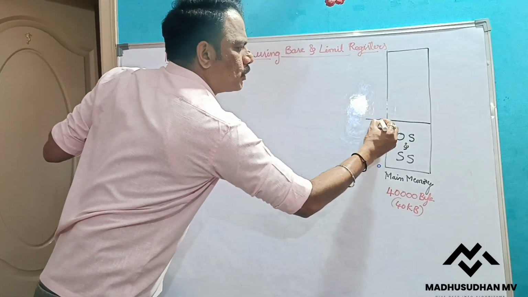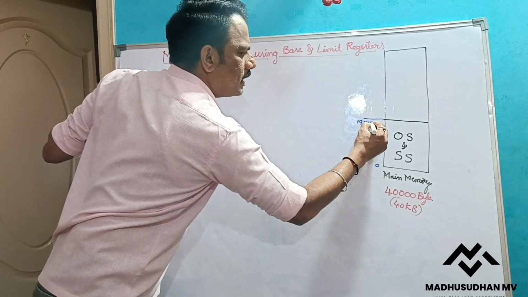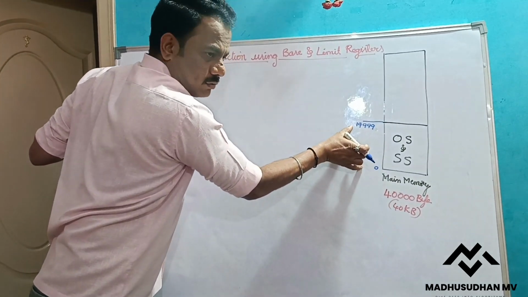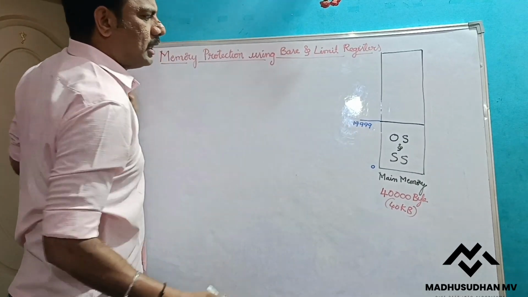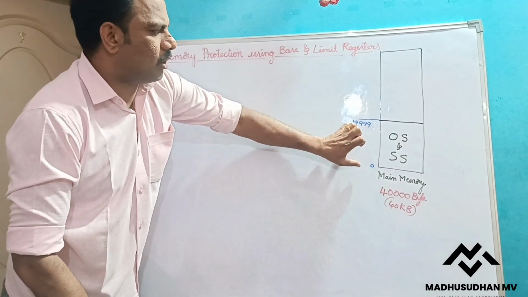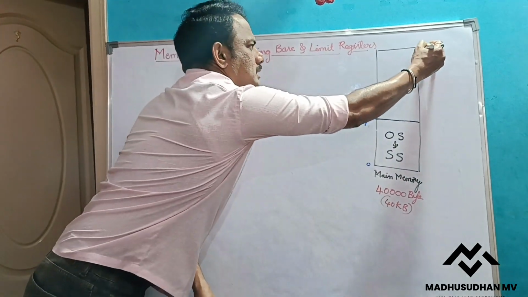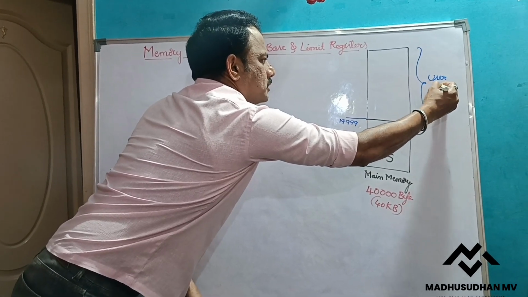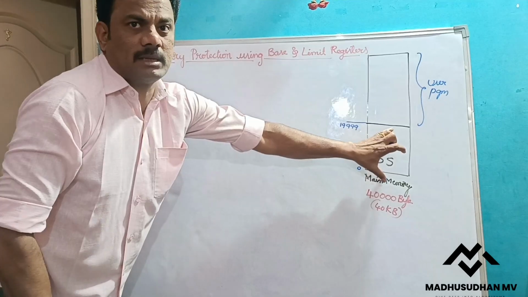So up to 20,000 means 19,999, that is 0 up to 19,999. Since I am starting from 0, a total of 20,000 is occupied by the operating system. Next onwards, these are the spaces available for our user programs, and this part is the operating system or system programs.